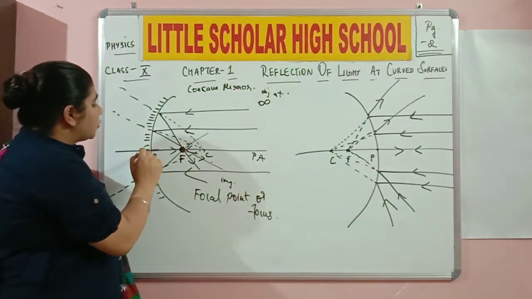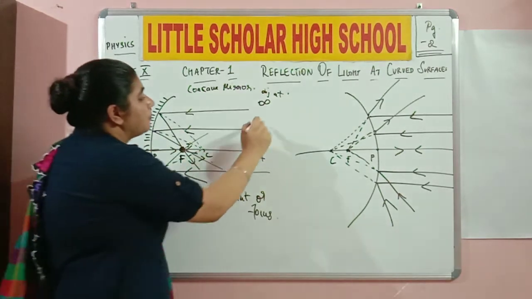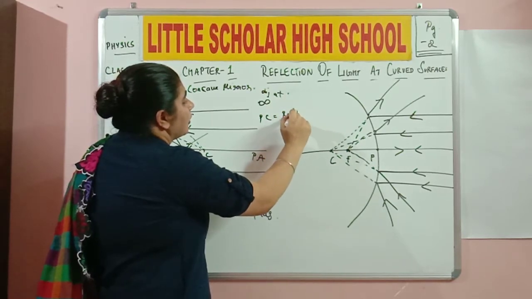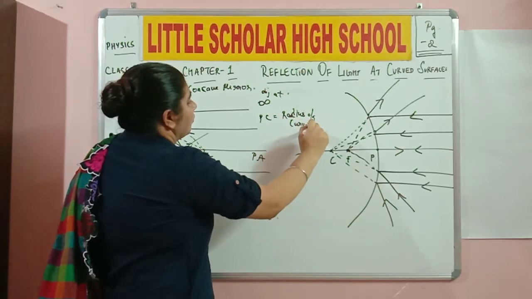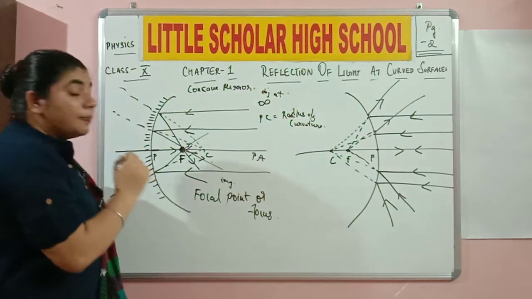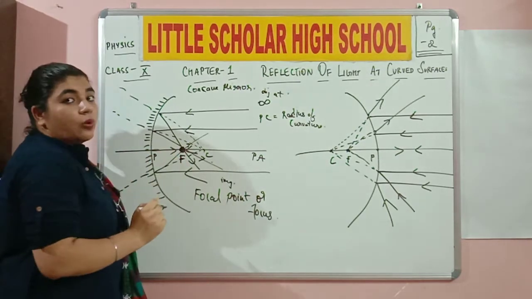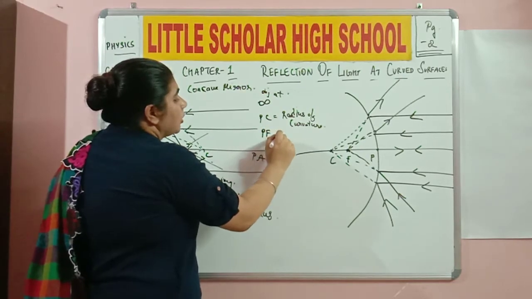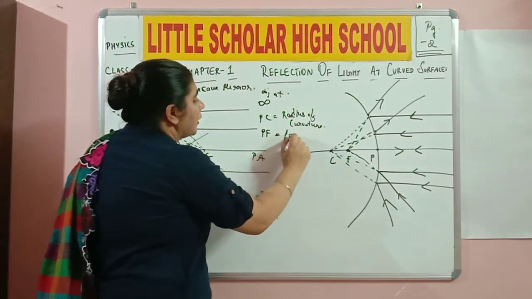Now let's discuss further. The distance between P and C, I told you previously, is nothing but the radius of curvature, P being the pole. Now the distance between the pole and the focal point, what do you think it is going to be? It is going to be the focal length. So the distance between P and F is nothing but the focal length.